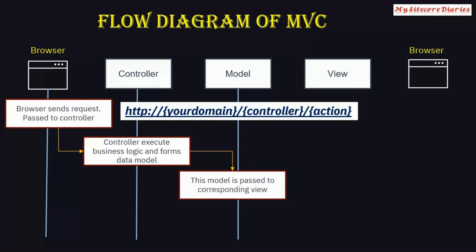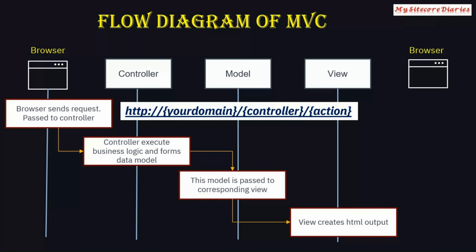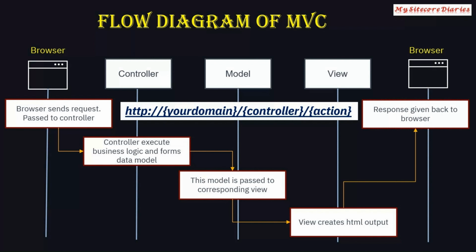Okay, so the model is created and that model is given to the view. Okay, now view, what does view create? The view creates the HTML. Now which view to use is also decided by the controller. Okay, so the controller does two things. First, it creates the model. Okay, and then that model it passes to the appropriate view. Okay, and that view creates basically your HTML output, and that HTML output is given back to the browser, and that browser displays the HTML output.